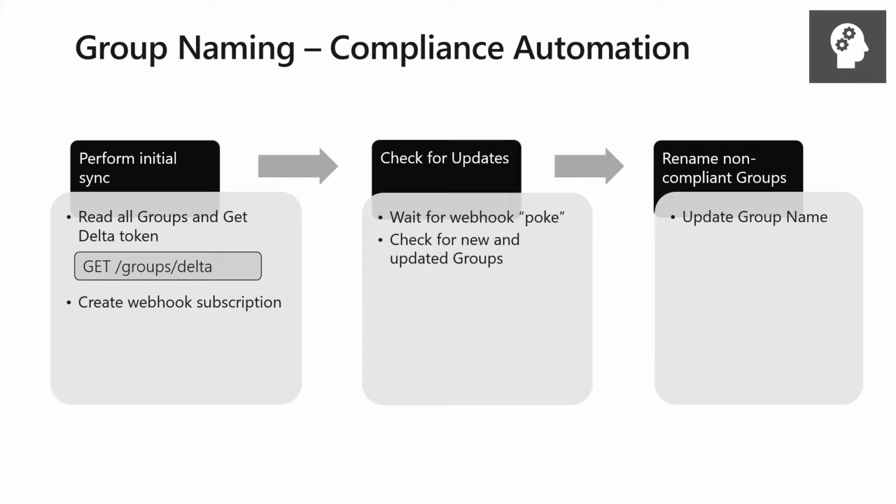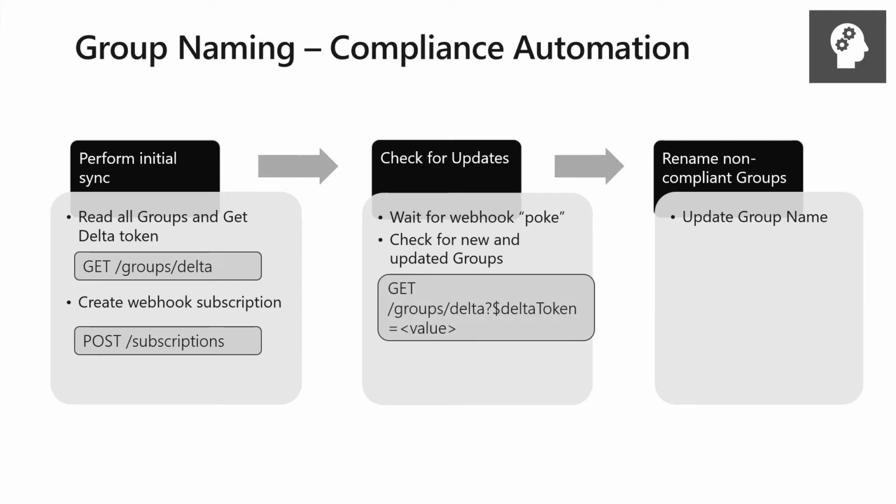Once you reach steady state with Delta Query and you've scanned all the existing groups and checked them for compliance, you can open up a webhook subscription by posting to the subscriptions entity. And in the body of this post, you'll provide a URL where you want your application to get notified whenever there's a change that it should be aware of. So then when that happens, Microsoft Graph will reach out and send a little poke to your webhooks endpoint. This won't contain any data. It'll just let you know that there is some new data to be retrieved.